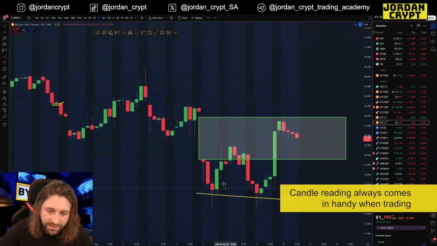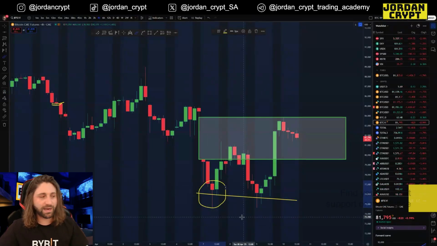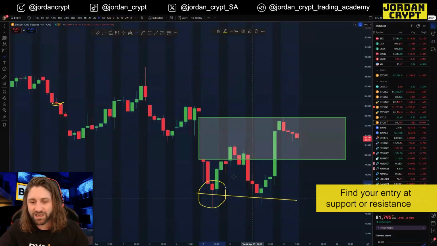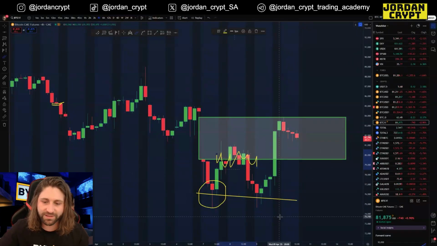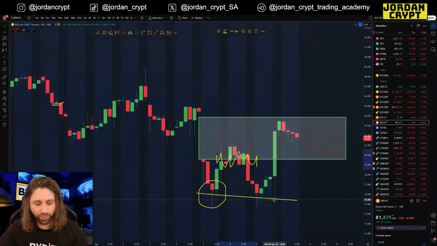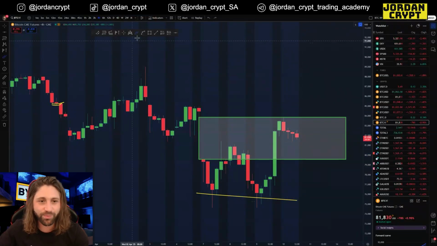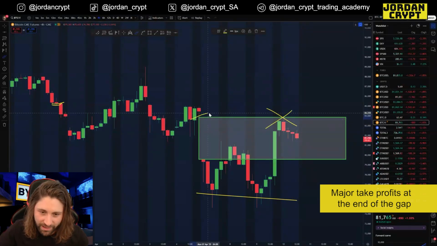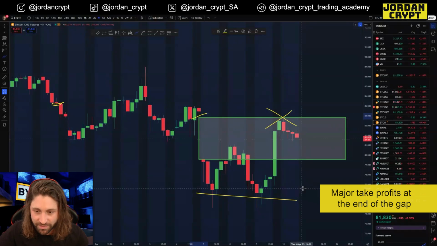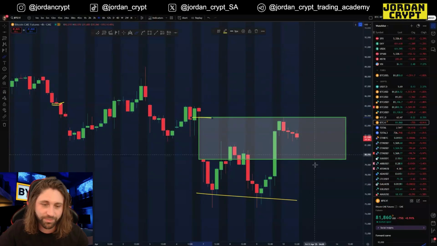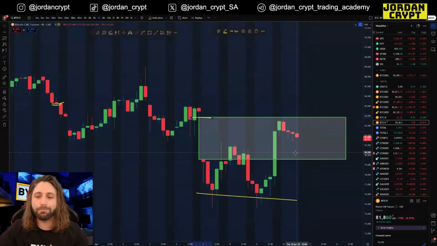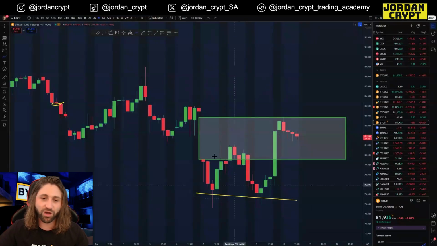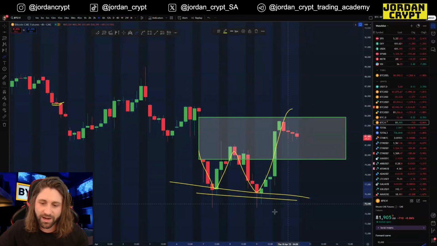But here we can see some beautiful confluence for entry at support, at candle reading, and I would always recommend to start taking gradual profits at the beginning of this gap. Most likely the entire gap will be filled. Then our major take profit is of course at the end of the gap, or basically where the chart closed on the CME. And we can see this one was beautiful. Look at literally the millions of traders who took their final take profit at that level after the double bottom on the 1 hour chart.